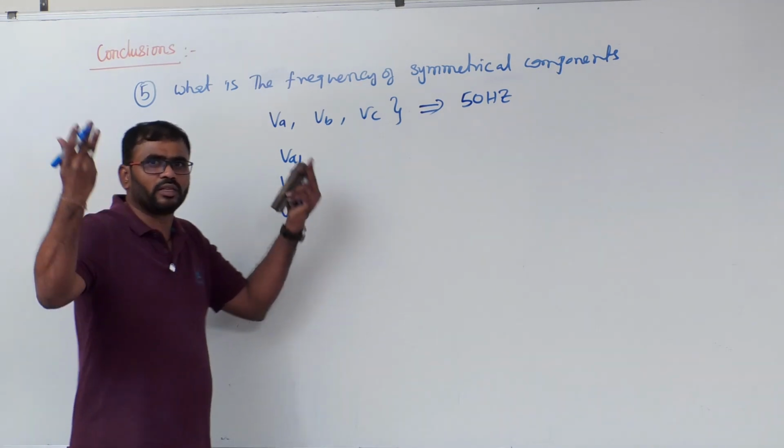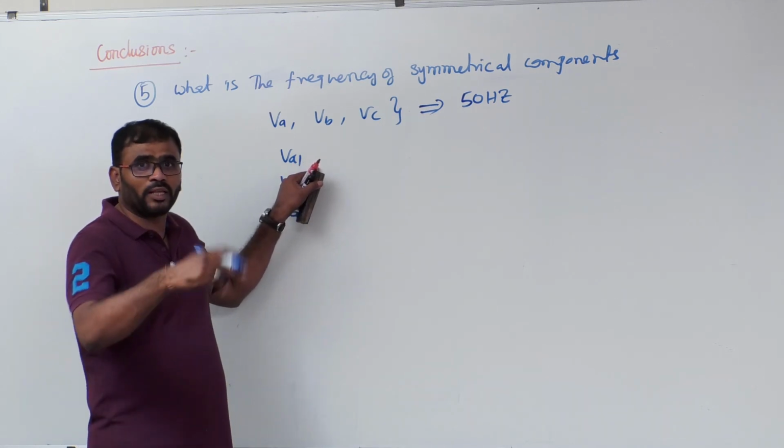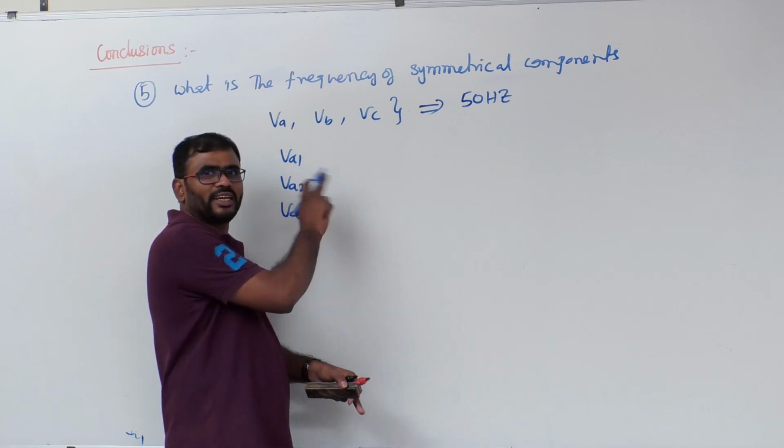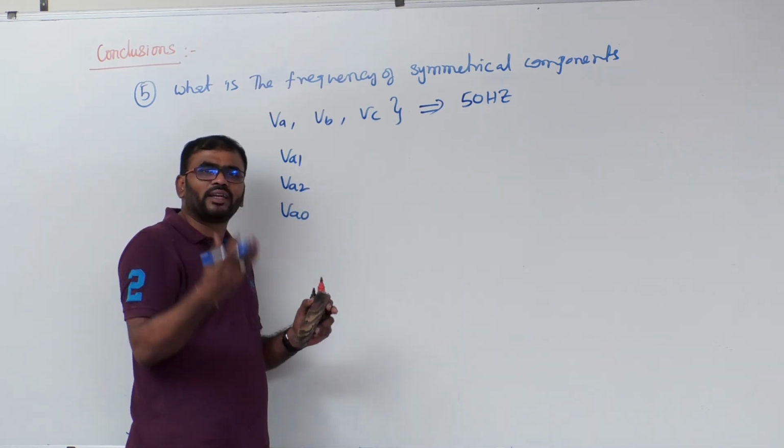Different people will give different answers here. Positive sequence means positive 50. Negative sequence means negative minus 50. Otherwise, 2 is there, 2 into 50, 100. And zero is there, so it is 0. Or it is a blunder here.